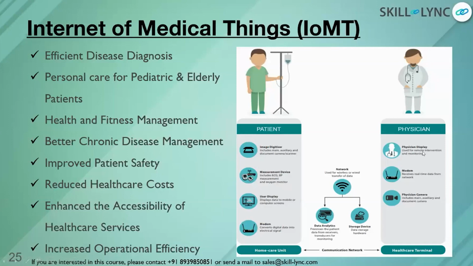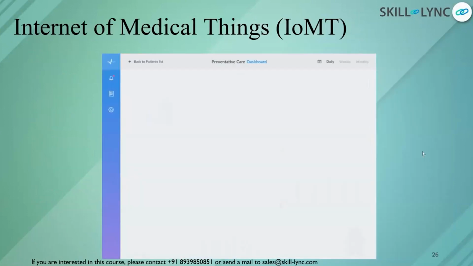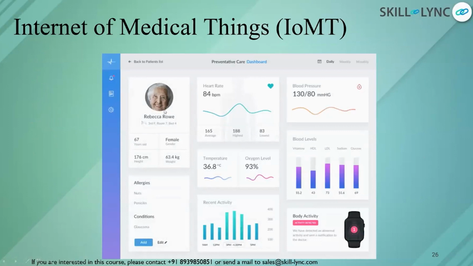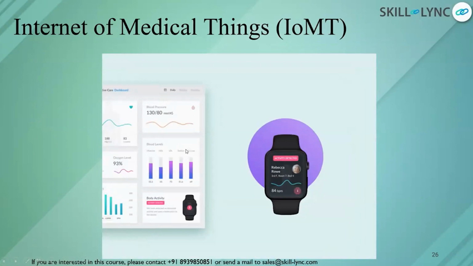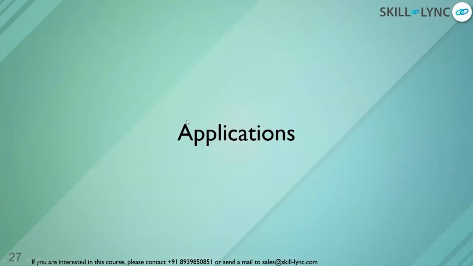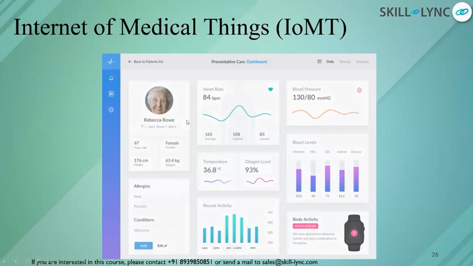It could be video conferencing, telemedicine, or 24/7 physiological parameter monitoring, anything. So this is a generic workflow. At the doctor's end, it will be like: see, Rebecca, a female who is 67 years old, with her height and weight. Here is her blood pressure, her heart rate, and her recent activities.